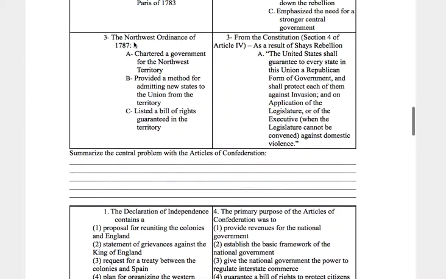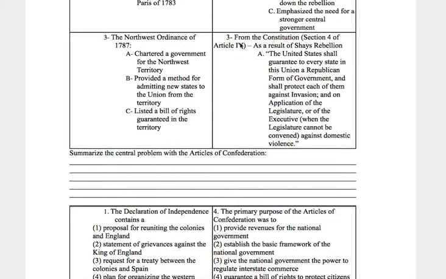Strength number 3, the Northwest Ordinance of 1787. This chartered a government for the Northwest Territory, provided a method for admitting new states to the Union from the territory, and listed a Bill of Rights guaranteed in the territory.